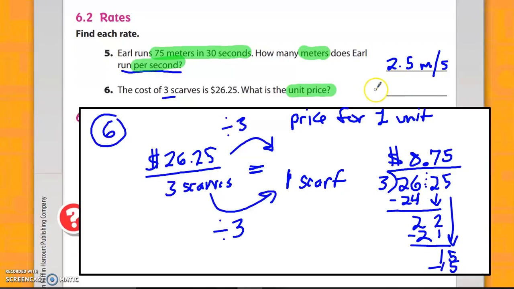And if I wanted to write a super complete answer here, so it says unit price, so that means I need a dollar sign. $8.75 is probably enough information, but I really like to say for what? What is it $8.75 for? It's $8.75 for a scarf. So I'm going to write per scarf. That's a little bit more complete answer there. Okay, go ahead and try numbers 6 and 7 and play the video when you're ready to check those answers.